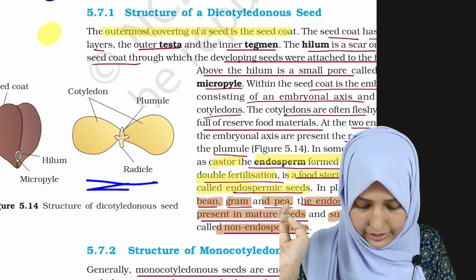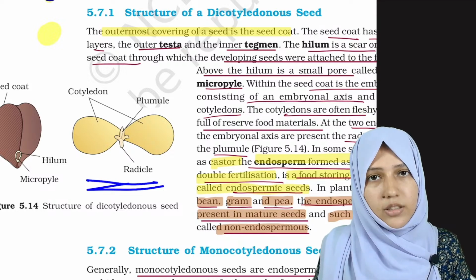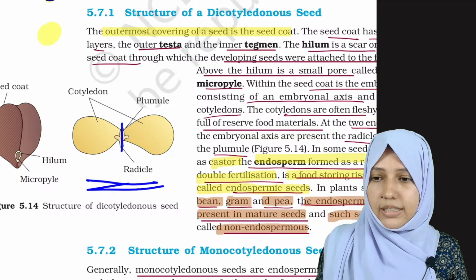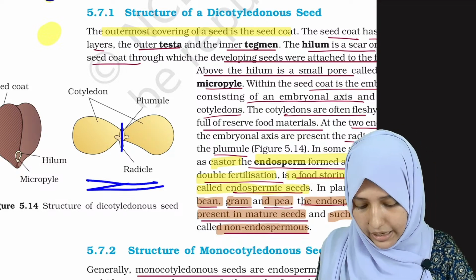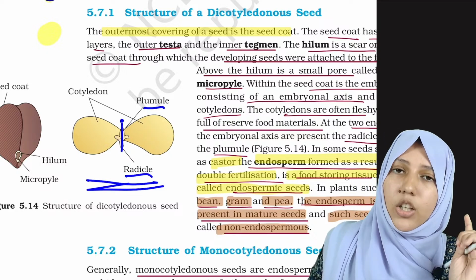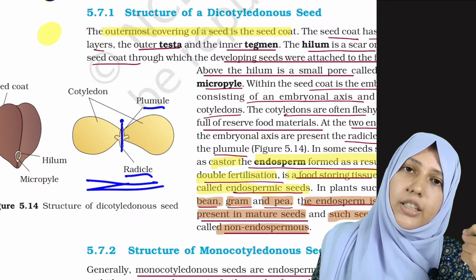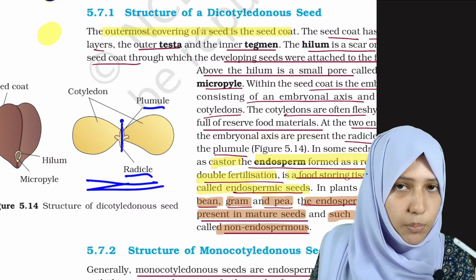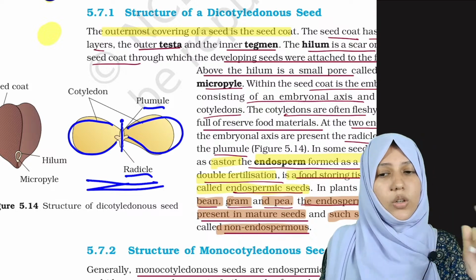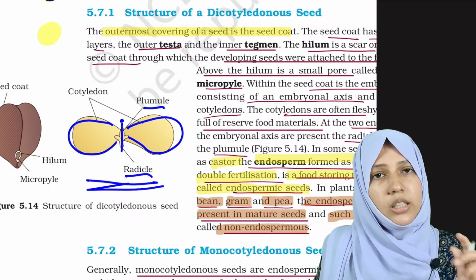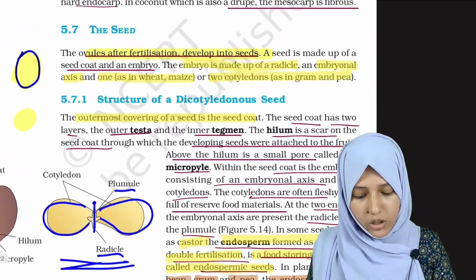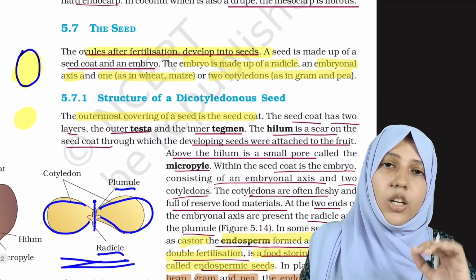So let's see, this is an embryo. This is a dicotyledonous embryo. What are all the parts of a dicotyledonous embryo? This is the embryonal axis, and the upper part is the plumule and the lower part is the radicle. As we studied, the root will arise from the radicle and the shoot axis is developed from the plumule. Since it is a dicotyledonous plant, it has two cotyledons. If it is monocotyledonous, then it will have just a single cotyledon. Clear?